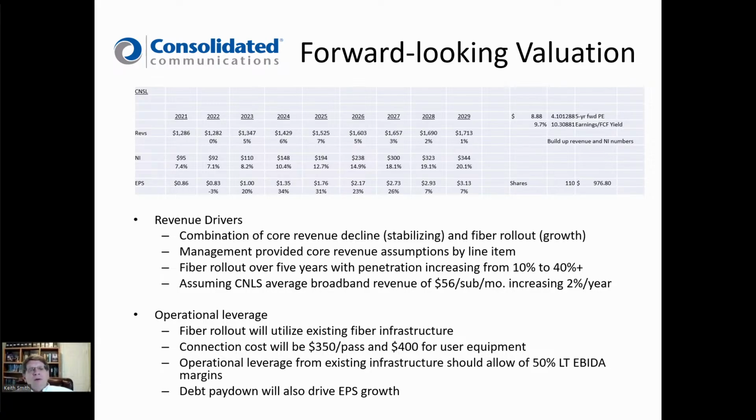For the fiber rollout, we use the interconnect technology. The connection cost is going to be roughly $350 per pass per house, and $400 for user equipment. The operational margin is going to have some operational leverage here, as we mentioned before. And then what's going to happen is the debt. This is a situation again where they'll have a debt pay down similar to Asbury, in regards to the debt being able to pay.